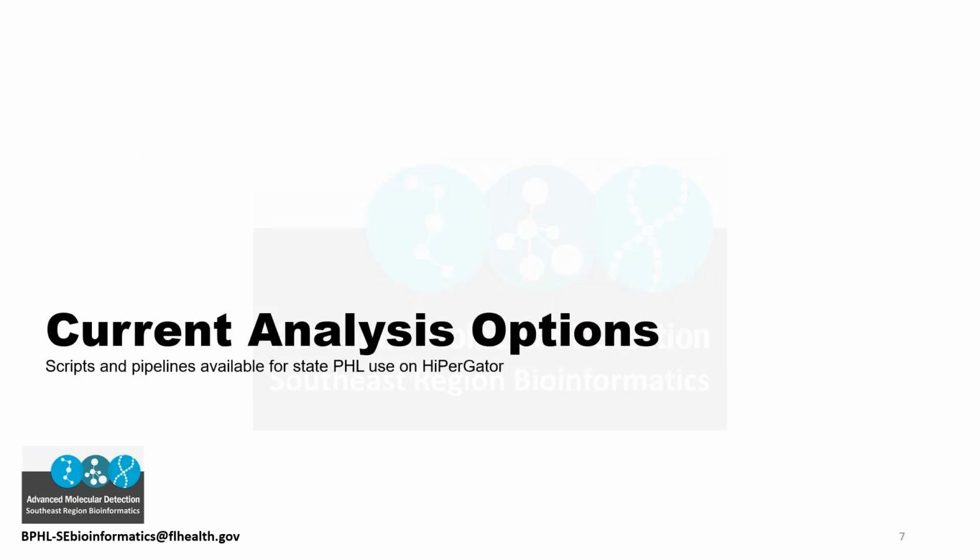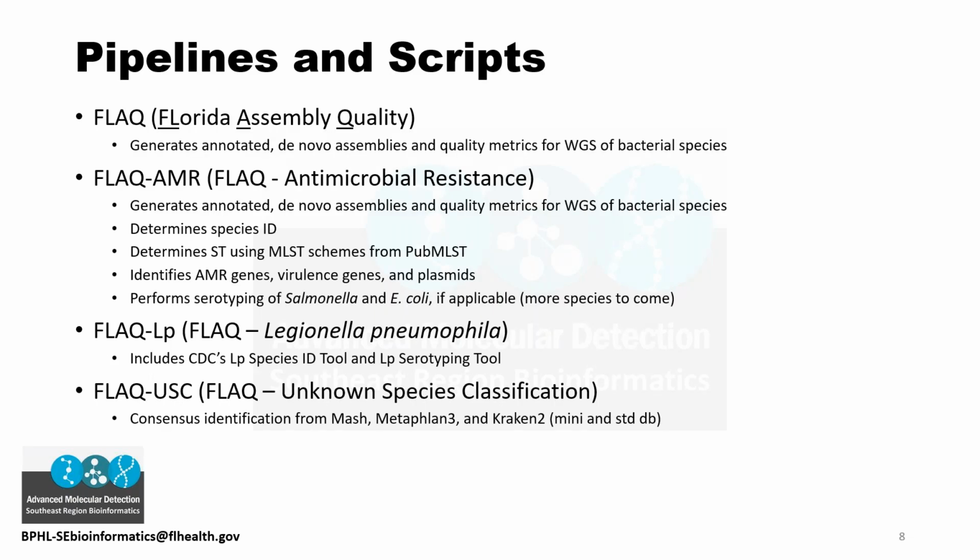I'm just going to review again the current scripts and pipelines that are available for all state public health labs currently on HiPerGator in our region. We have our general FLOC pipeline, which is a general de novo assembly and quality metric pipeline for whole genome sequencing of bacterial samples, and it generates a report and your annotated assembly. We have another version of that called FLOC AMR, which I know several jurisdictions in our region are using on HiPerGator to analyze any of your HAI organisms. This does everything that the FLOC pipeline does.